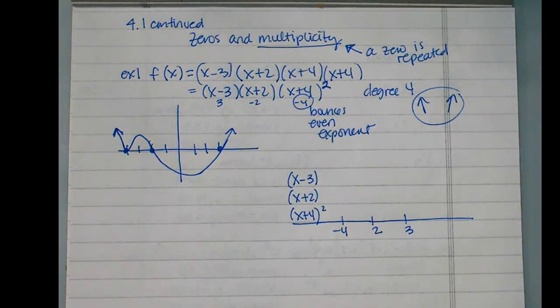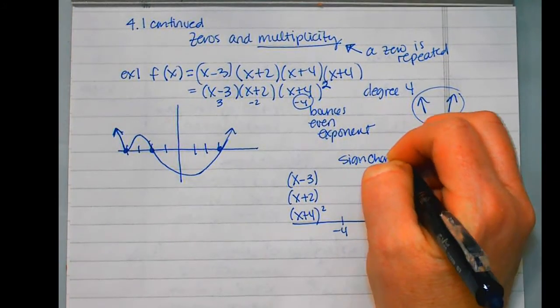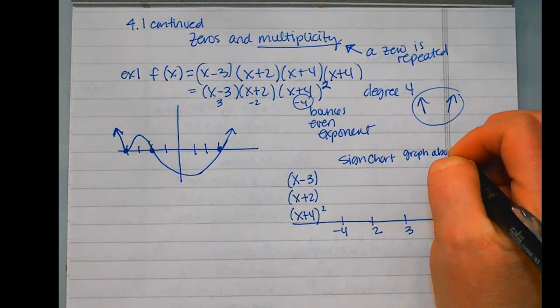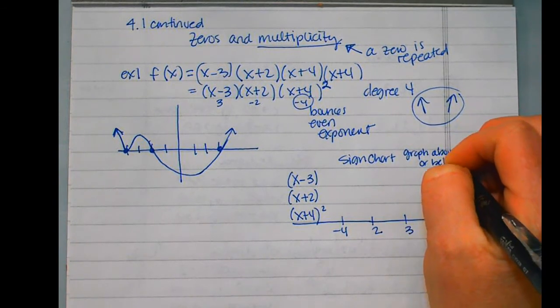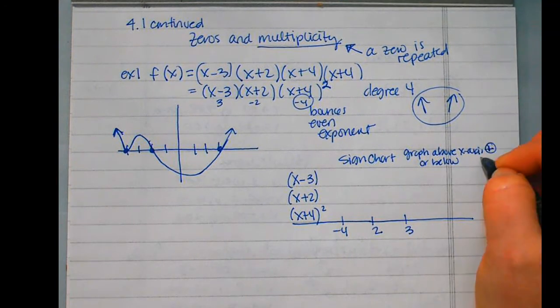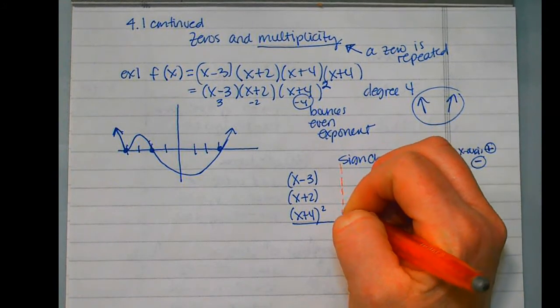And I'm going to check the signs that happen. I'm going to check where my graph is. So this is called a sign chart. It's going to tell me whether my graph is above the x-axis or below. So above the x-axis would be positive values, and below would be negative values. So we're going to pretend like we've got a pretend line here, like I've done when we did piecewise functions.